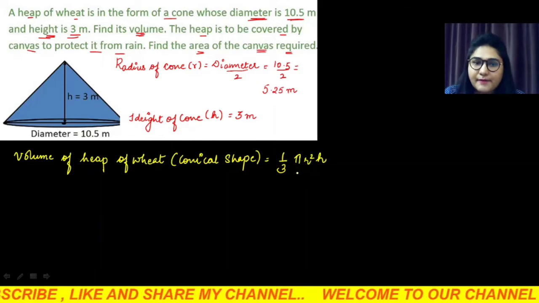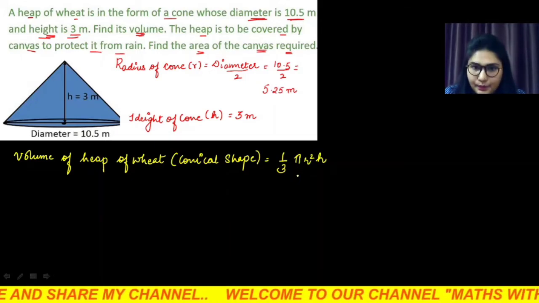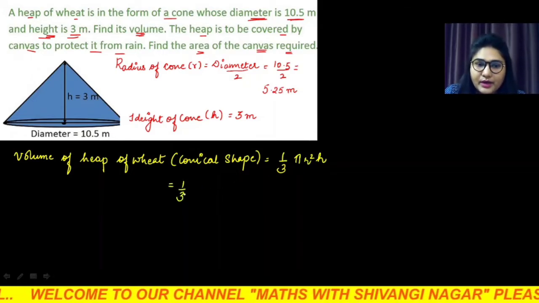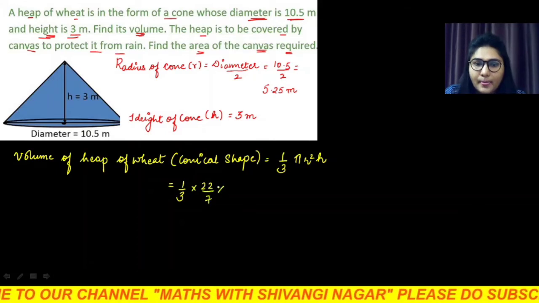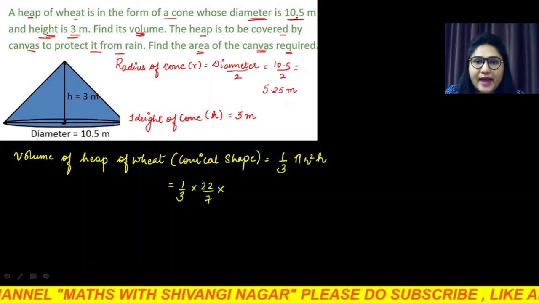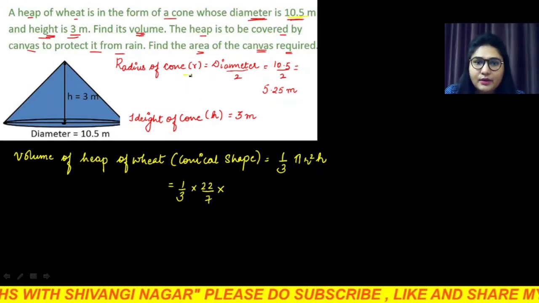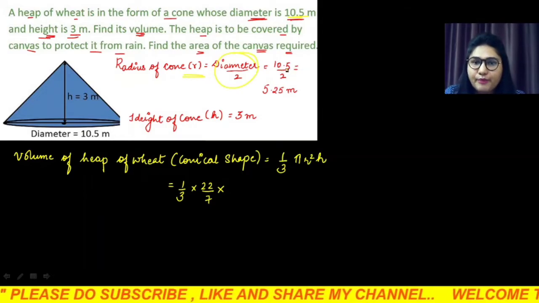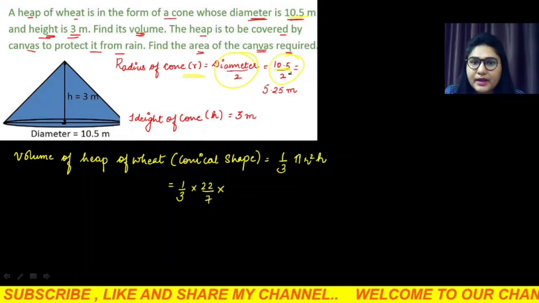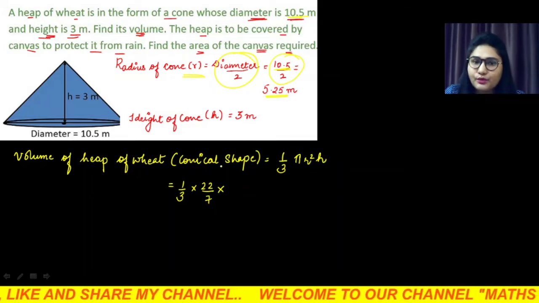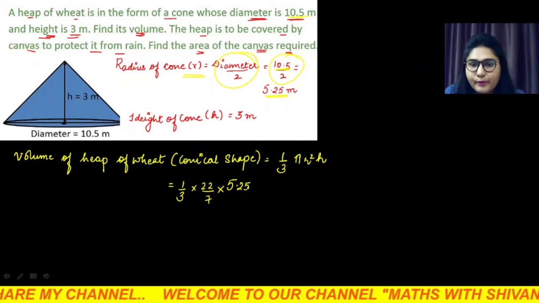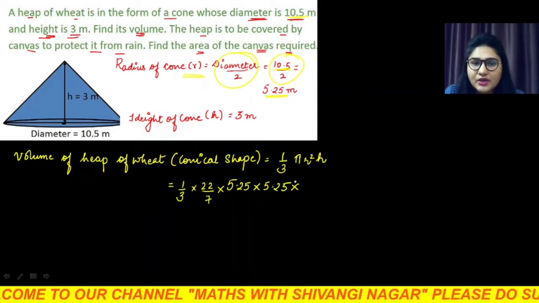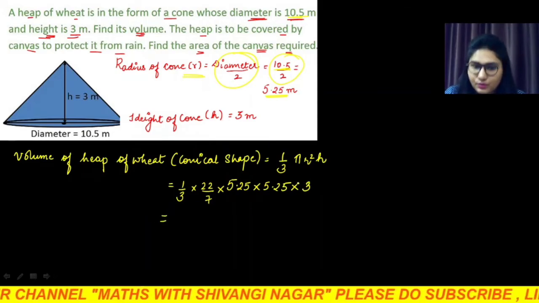If nothing is specified, what value of pi do we have to put here? We are putting here 22 by 7. So 1 upon 3 into 22 upon 7 into what is the radius? Here the diameter is 10.5, so I find the value of the radius by just halving the diameter. Diameter is 10.5 and after making half of it, I am getting 5.25. So 5.25 is my radius. So 5.25 into 5.25 multiplied by, what is the h? H here is 3.